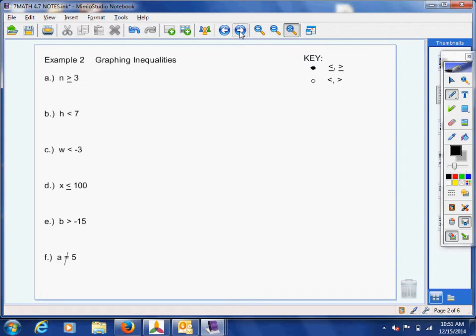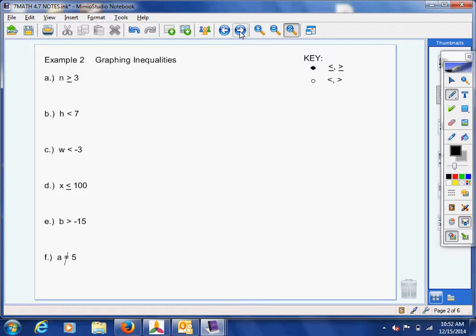Now, let's graph some inequalities. I'm going to do this on a number line. Okay? I'm going to show you how to do this. This is example 2, and they're going to give us the inequalities. I put a lot more than your book did, so I'm kind of moving away from your book just a little bit. I want to give you lots and lots of experience and show you how to do this, okay?